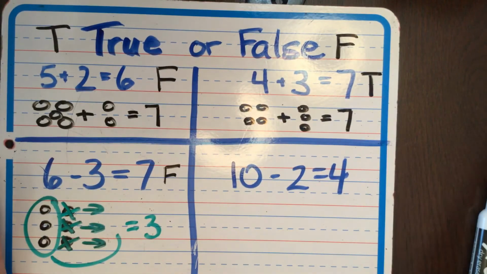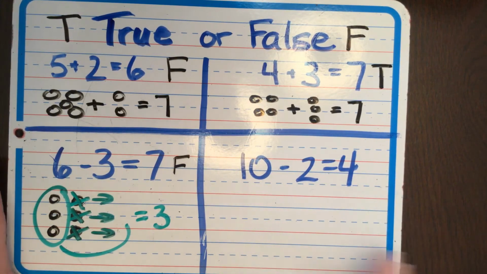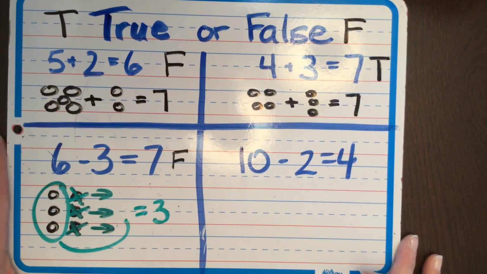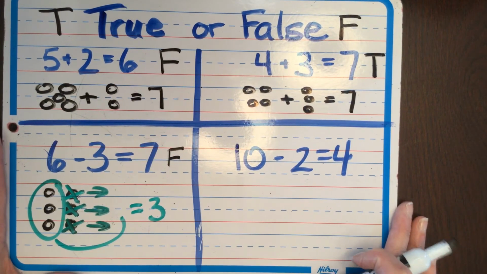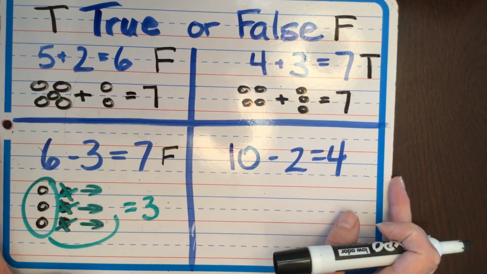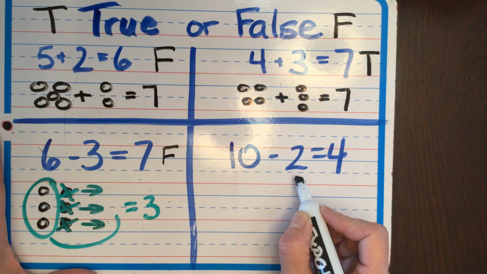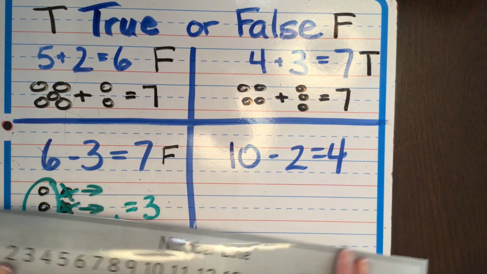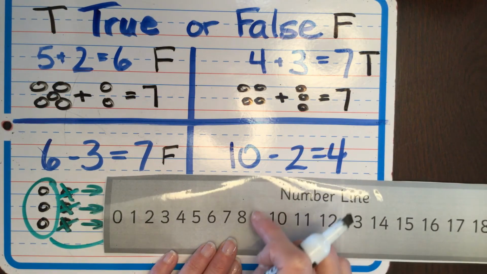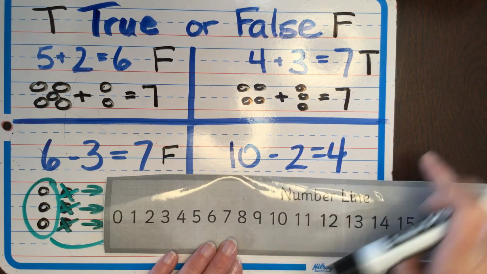My next example for a subtraction question is 10 minus 2 equals 4. I know that I can skip back counting by 2's. If I count forward by 2's, I can count backwards by 2's. So to take away 2, I just need to count backwards. I can say 10, 8, 6, 4, 2, 0. My number line would help me show that as well. I can easily show that the answer should be 8, not 4.